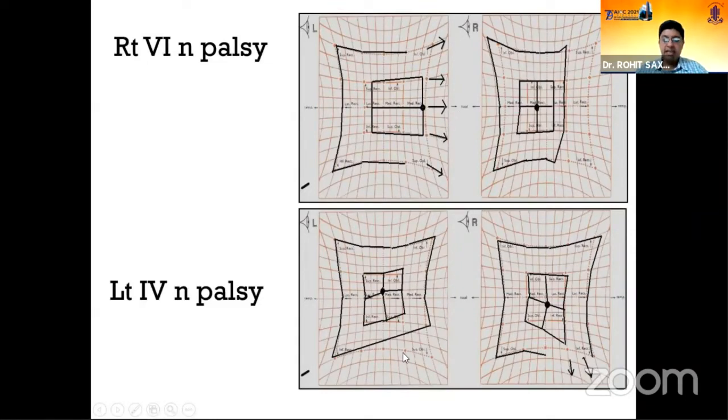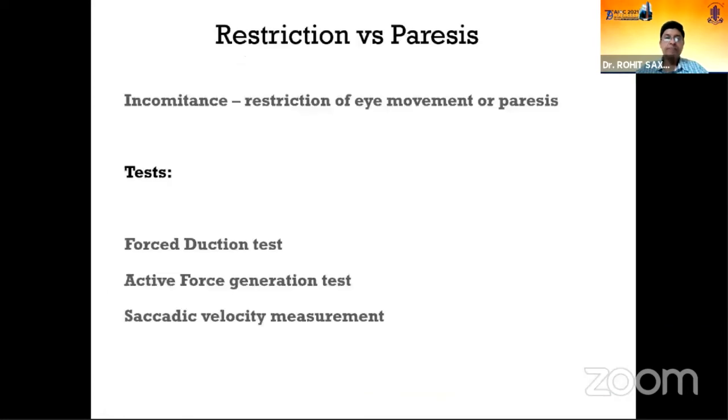Similarly, you can see a left superior oblique underaction here. So the left superior oblique is underacting. Correspondingly, the right inferior rectus is showing an overaction. When the left eye is fixed, the right eye will show a corresponding overaction.